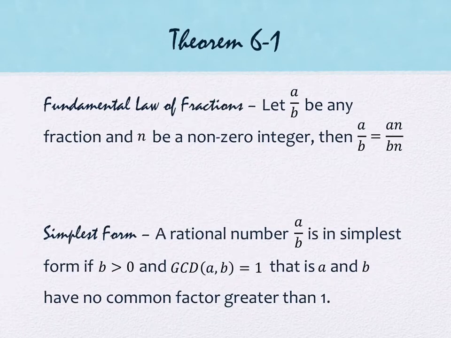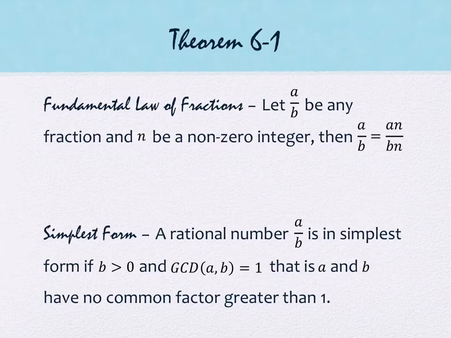All right, so we're going to start with, for today, Theorem 6.1. This is called the fundamental law of fractions. So if you have a fraction a over b and n is any non-zero integer, if you multiply the top and the bottom of the fraction by that value n, the fraction's value doesn't change. So it's another fraction of equal value as the one you started with. So it's an over bn. Sometimes we use it in that fashion in order to find common denominators, which we'll be doing later today. Sometimes we use it in the backwards fashion to simplify fractions.